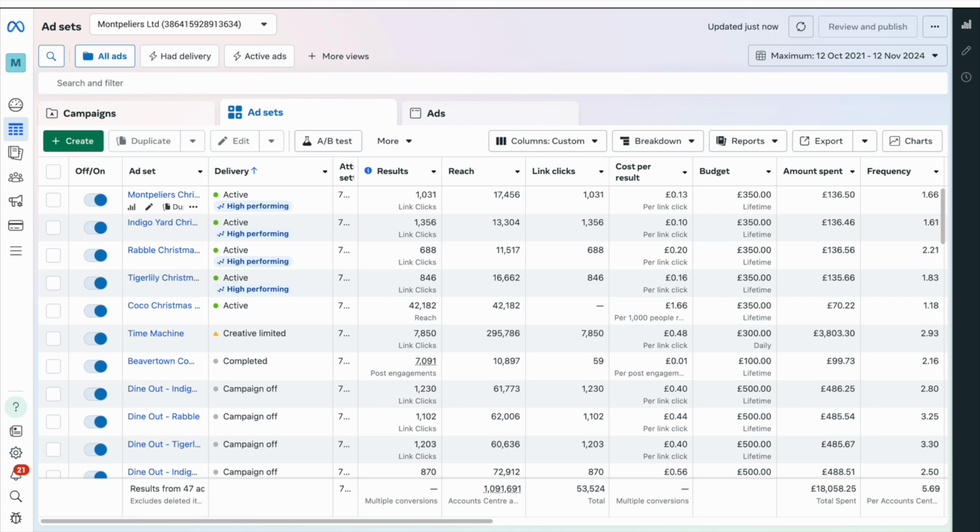And the frequency is useful as well. This shows you the number of times someone has seen one of your ads on average. You don't want this number to be more than 4, otherwise you begin to get a little bit annoying to people.